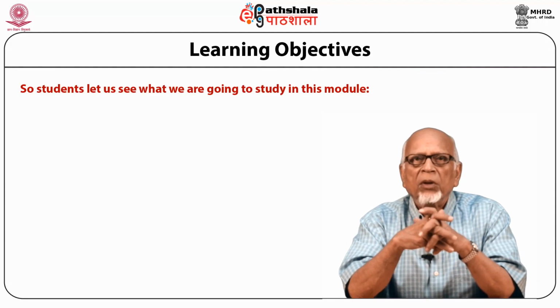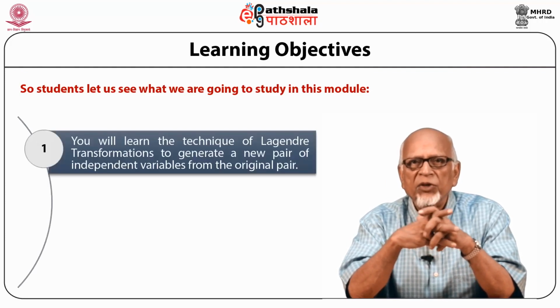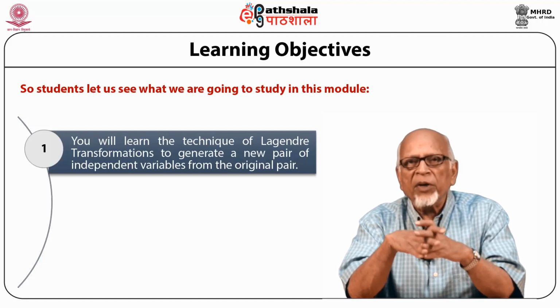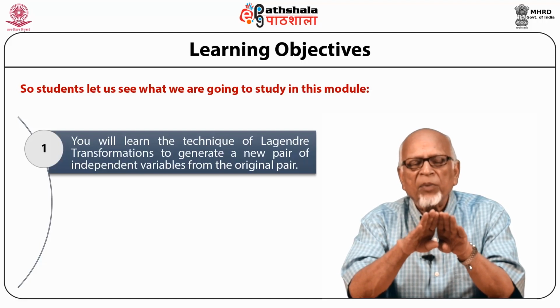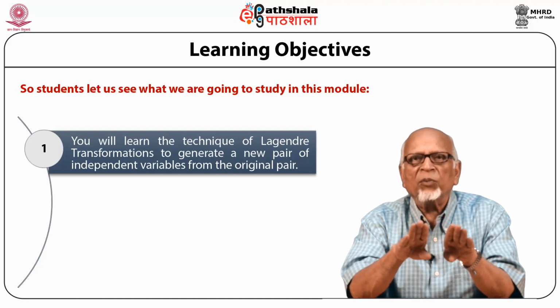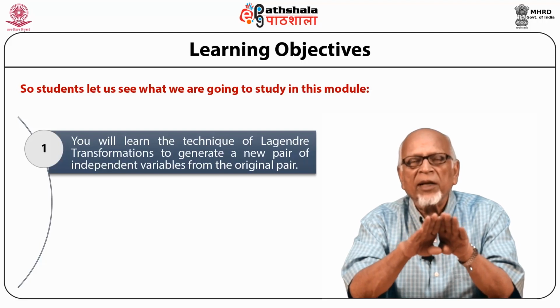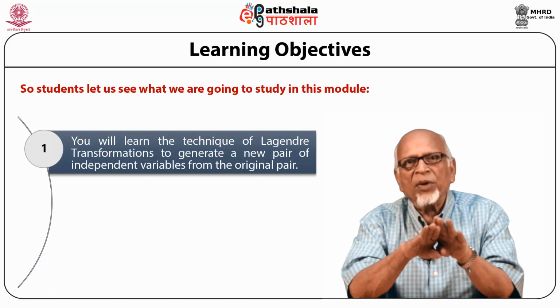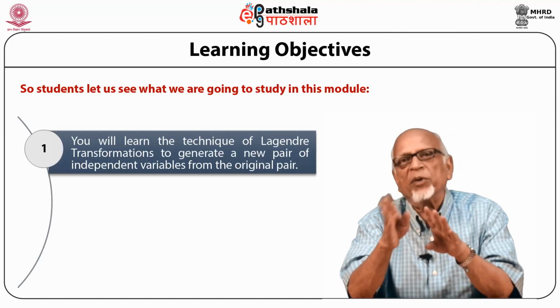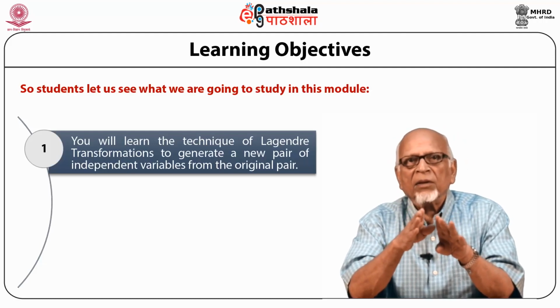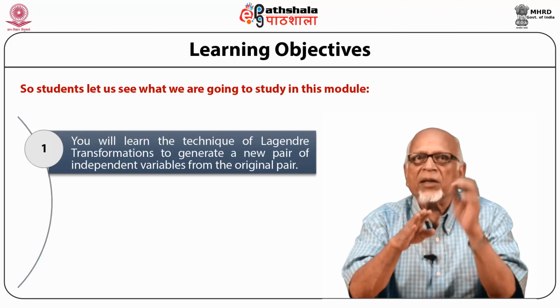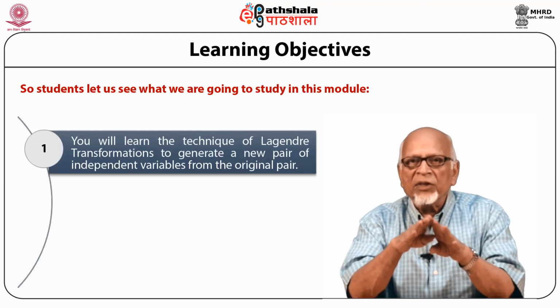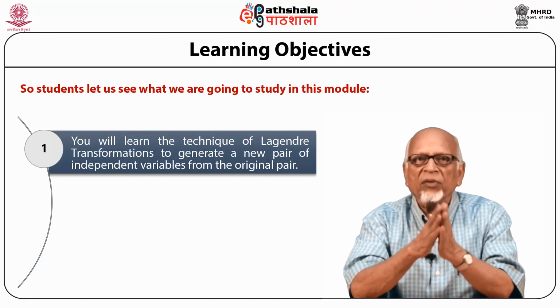In this module, you will learn the technique of Legendre transformation to generate a new pair of independent variables from the original pair. What we mean is that if you have a pair of variables like in the Lagrangian formalism, we have the generalized coordinates and the velocities. Now, if we want to go to another pair of independent variables, which may be generalized coordinates and momenta, then there is a technique of doing this, the Legendre transformation technique, which generates one independent set of pair from the other.